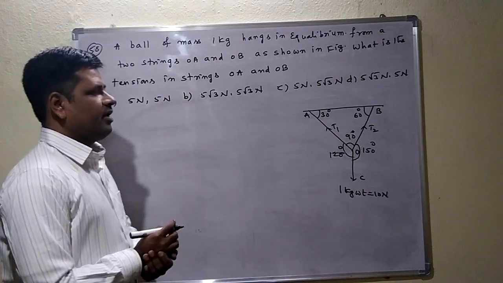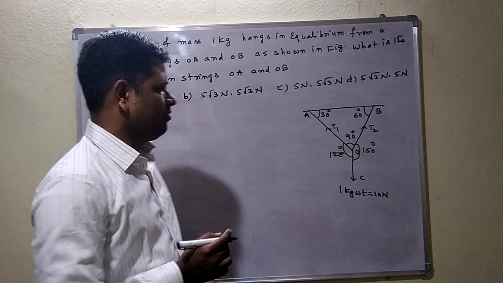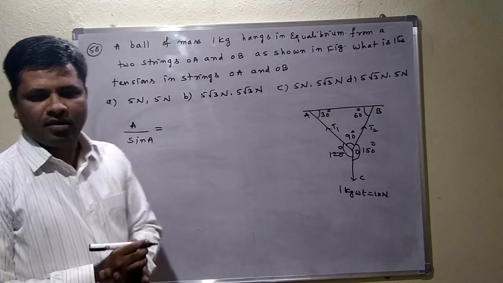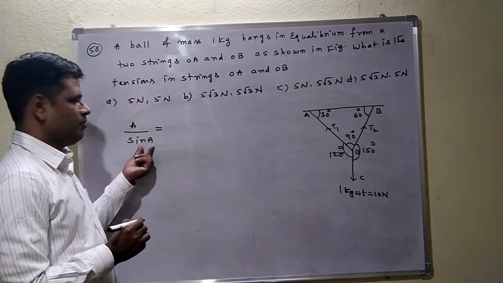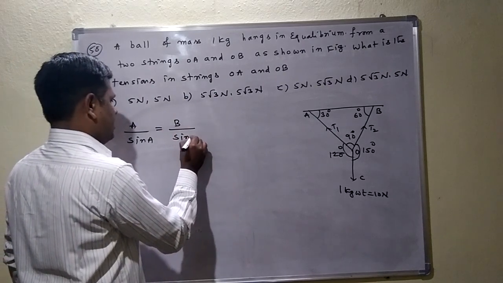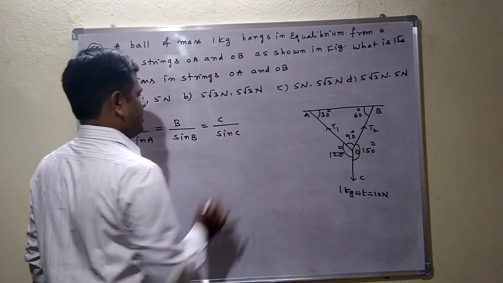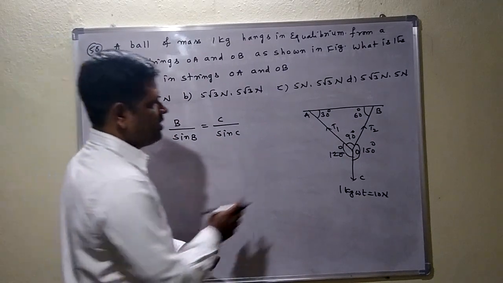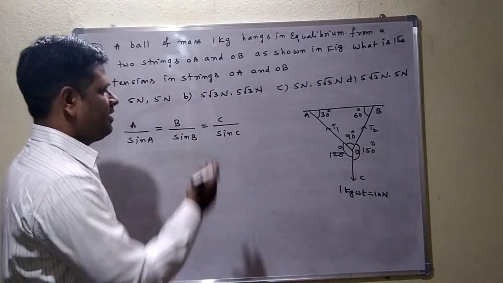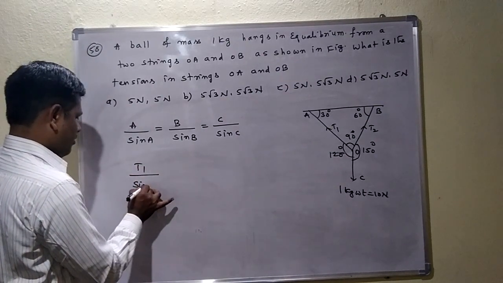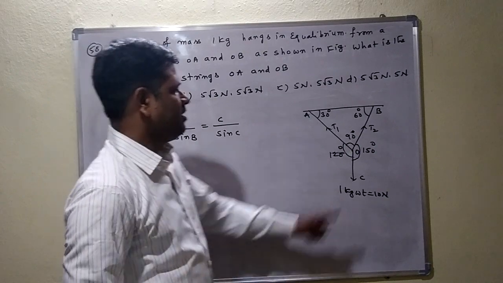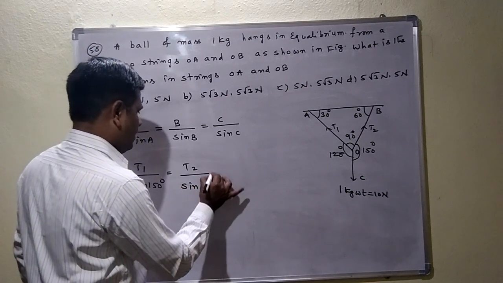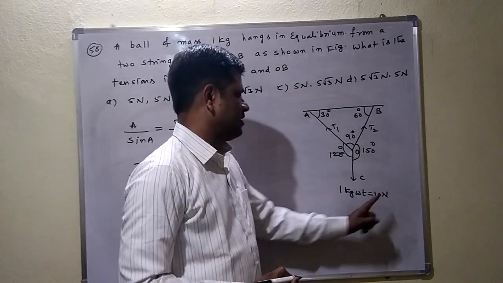This problem we can solve using Lami's theorem. According to Lami's theorem, A by sin A, meaning force by its opposite angle, equals B by sin B equals C by sin C. See here, T1 is the force and its opposite angle is 150. So T1 by sin 150 equals T2, whose exactly opposite angle is 120, so sin 120. Now C I consider as the 10 newton weight.